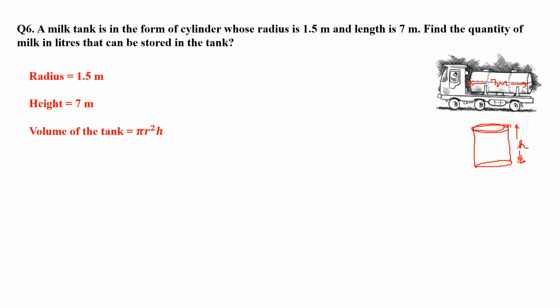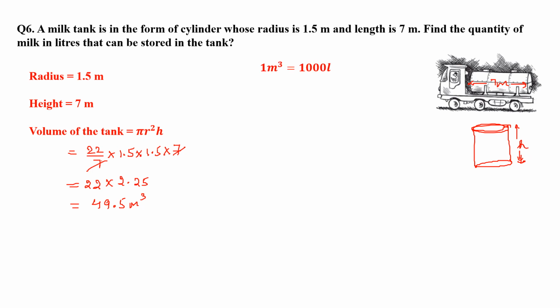Now volume formula is pi r square h. From here if I am going to substitute the values, it is 22 by 7 into 1.5 into 1.5 into 7. Now 7 and 7 I can reduce. So it is 22 into 1.5 into 1.5. I know it is 2.25, and if I'm going to multiply it, I will get 49.5 meter cube.